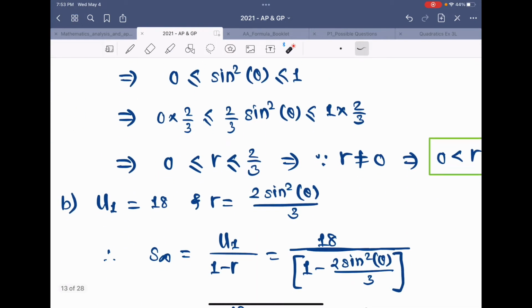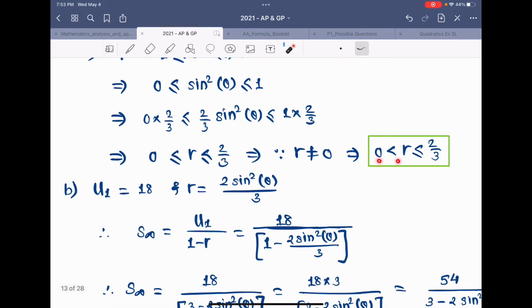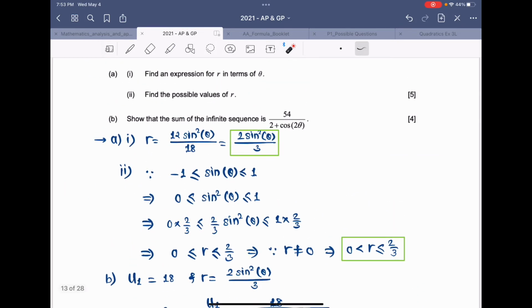The ratio cannot be 0. If the ratio becomes 0, then it is not considered a series. So I am removing this equal to sign and it becomes 0 is less than r is less than or equal to 2 by 3. So these are the possible values of r.